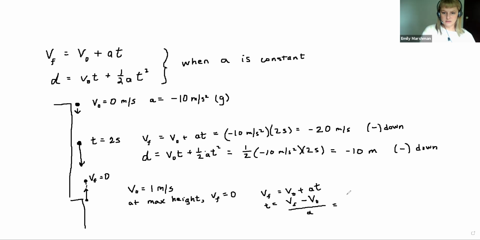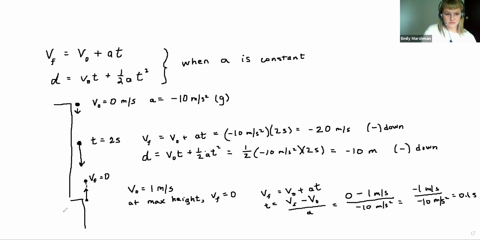Final velocity is zero. Initial velocity, we just called it 1 meter per second. And the acceleration here, it's still under the influence of gravity, so the acceleration is still equal to g, negative 10 meters per second squared. So I've got a negative 1 on the top. 0 minus 1 is negative 1. I got a negative 10 on the bottom. So my negatives are going to cancel out, which is good because I shouldn't get a negative sign for the time. So 1 divided by 10, that's going to be 0.1 seconds.